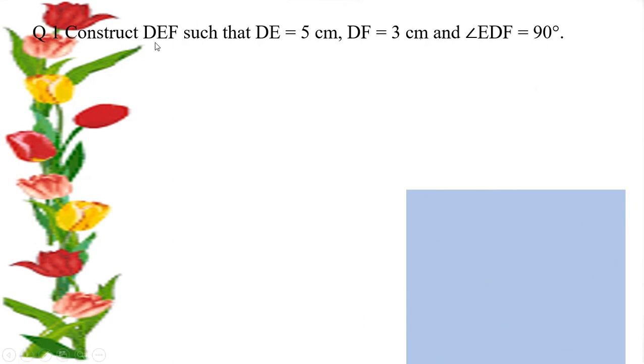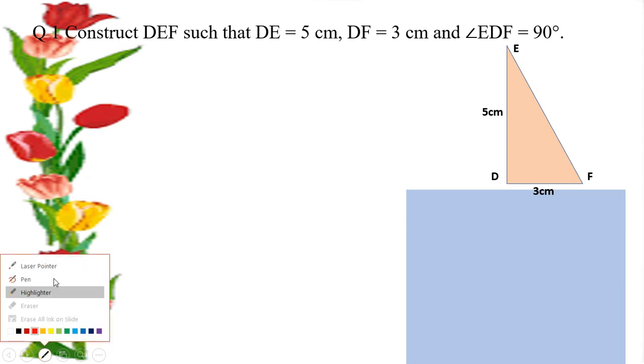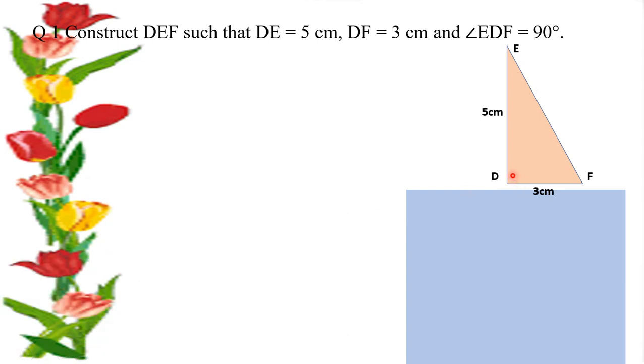Construct triangle DEF such that DE is equal to 5 cm, DF is equal to 3 cm, and angle EDF is equal to 90 degrees. So first of all, what do we have to do? Yes, we have to draw the rough figure. So this is the rough figure for the triangle where this angle D is 90 degrees. D to E is 5 cm, DF is 3 cm.